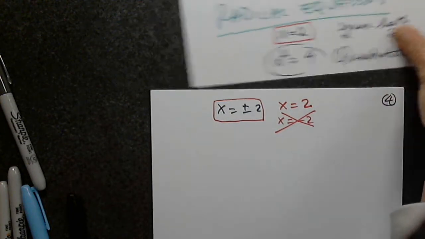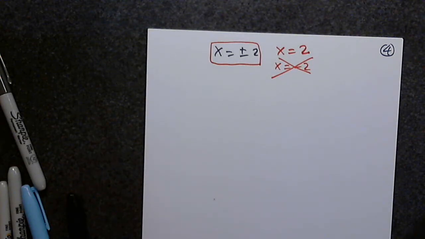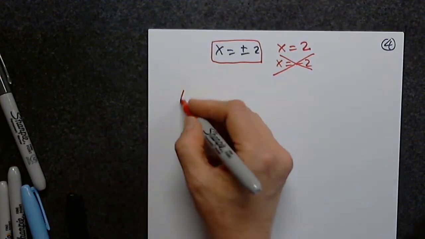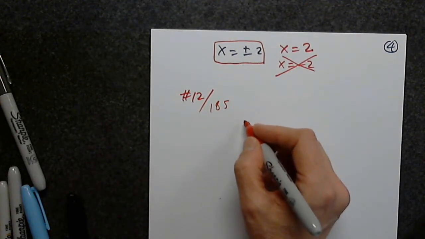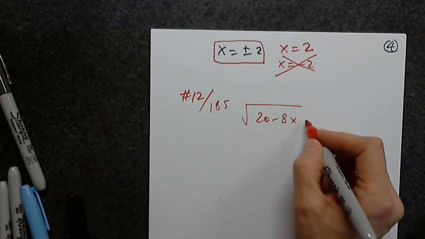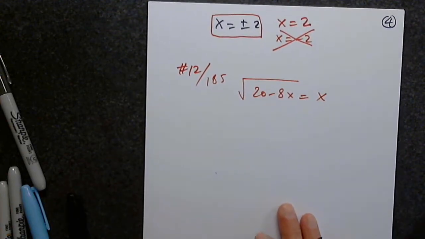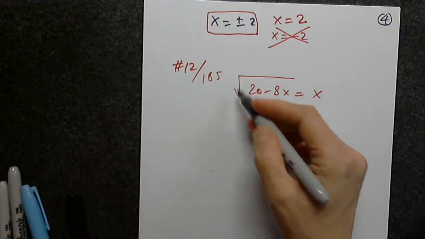Okay? So, when do we apply this principle? And here's the first example. Let's say problem 12 on page 185. So let's say the square root of 20 minus 8x equals x. If you have your books or if you want to choose, I'll be more than happy to work on the problem you want to pick. Okay, what type of equation is this? Radical.